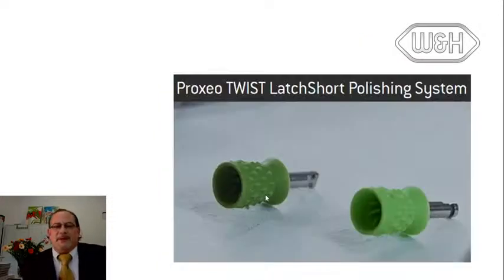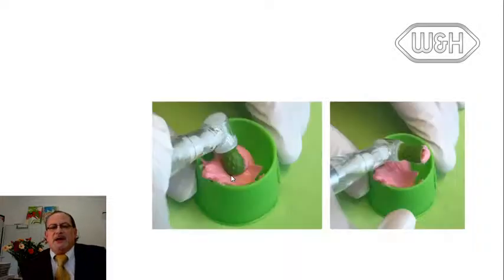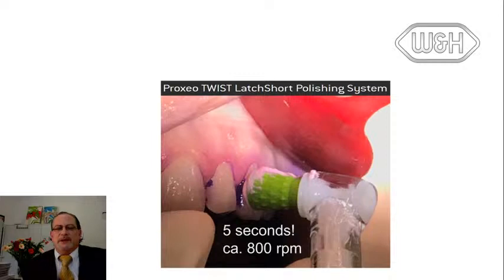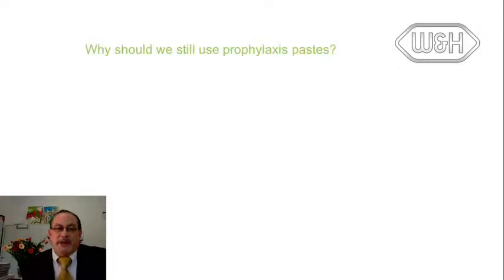So let's say something about the rubber cups. We see that there is a specific surface alteration and some lamellae inside that provide the opportunity that the prophylaxis paste is really tied to the rubber cup, and thus we can clean the tooth surface within 5 seconds with a rotation of 800 rounds per minute effectively without spreading the prophylaxis paste.